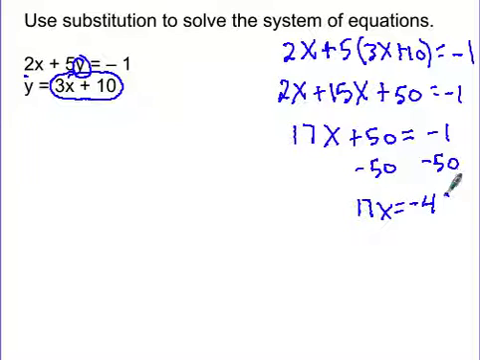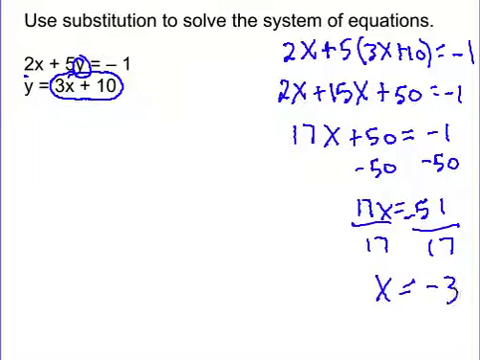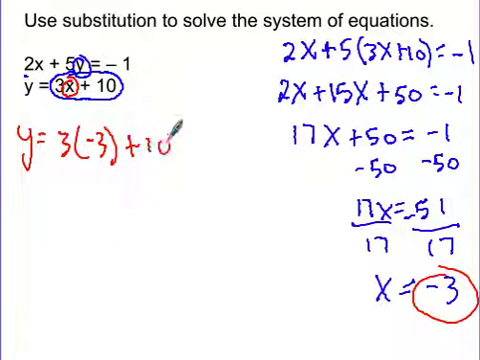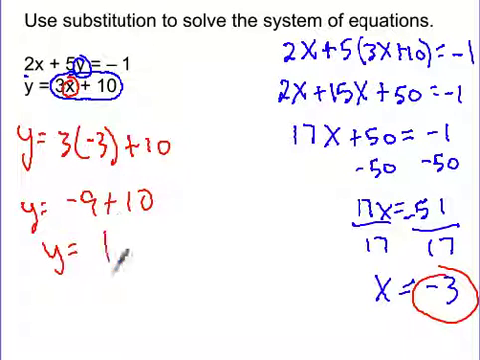17x equals -49. No. Sorry. Equals -51. Divided by 17, so x is -3. Now I can take -3 and substitute it into this equation for x. y equals 3 times -3 plus 10. y equals -9 plus 10, that is 1. So -3, 1.